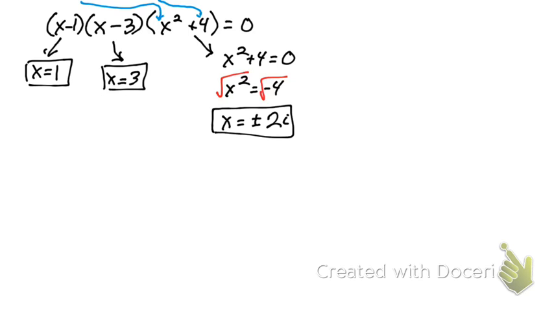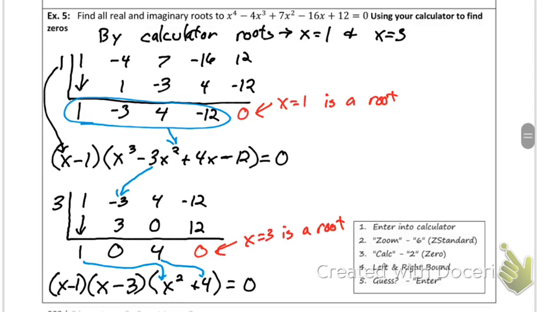I now have 1, 2, 3, 4 zeros. I was supposed to have 4 zeros based upon its x to the fourth, right? Do I have any more zeros to find? No, I am done.